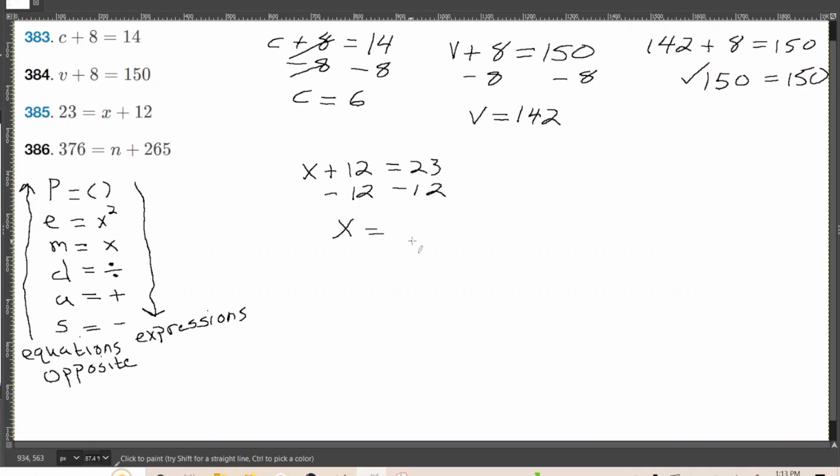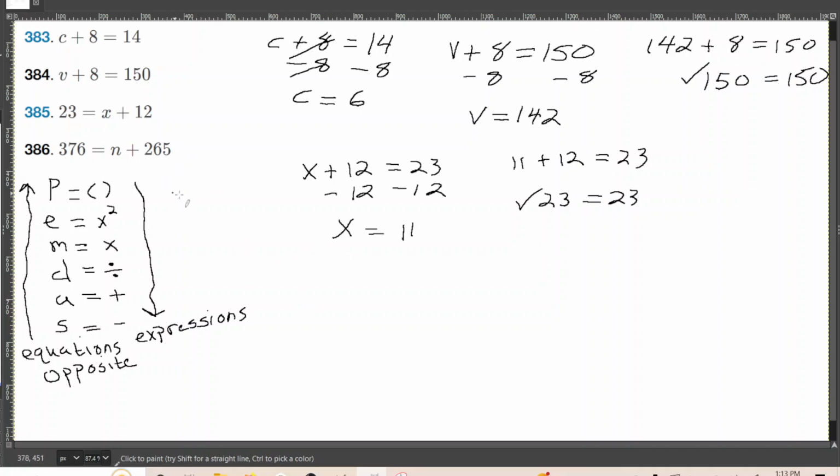So 3 minus 2, 1. 2 minus 1, 1, right? And then we could plug everything back in. So 11 plus 12 is equal to 23. Well, 1 plus 2 is 3. 1 plus 1 is 2. So 23 equals 23, right? We did it right.